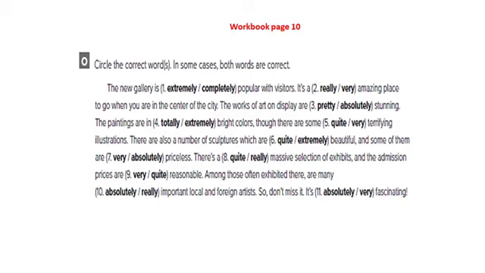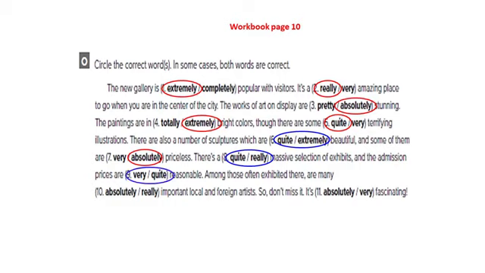Now to your workbook, page 10. Here are some non-gradable and gradable adjectives. We will answer them together. Extremely popular, really amazing, absolutely stunning, extremely bright, quite terrifying, quite and extremely. Both answers are correct. Beautiful, absolutely priceless, quite and really massive, very and quite reasonable, really important.